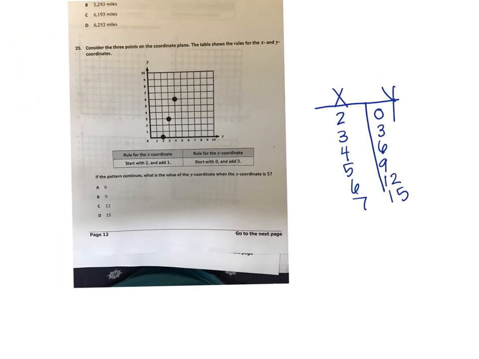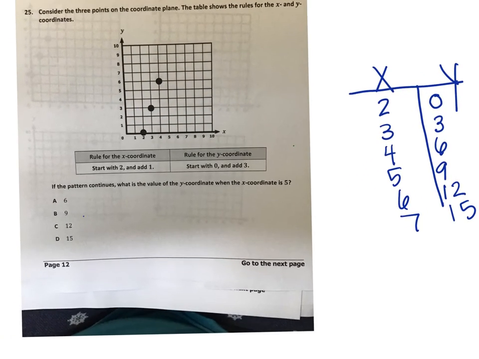All right, so now it says, if the pattern continues, what is the value of the y coordinate when the x coordinate is 5? Okay, we've drawn our T-chart. That's going to make it really, really easy. If we just go over here, we can look. We can find x is 5. Right there is our x is 5. We can see that, and we know the number right beside it because we put our parentheses around them and a comma in the middle. We know that our 9 is the answer we're looking for.